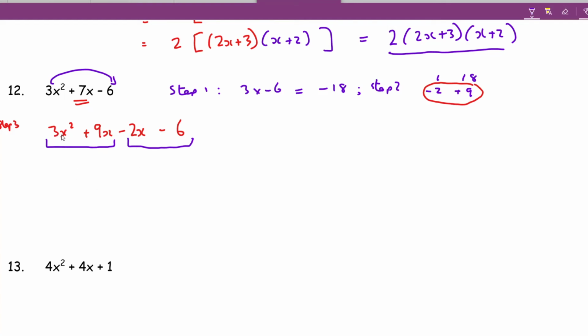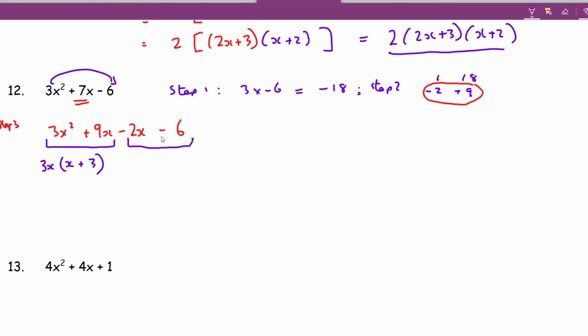So in this first case, I've got a 3 and an x, which is common to these 2 terms. So I'm going to get the 3x out, open bracket. There's going to be 3x times what will give me 3x squared, so x goes there. And 3x times what will give me 9x is going to be 3. So 3x times x is 3x squared. 3x times 3 is 9x.